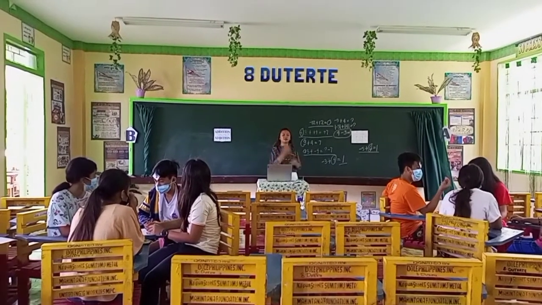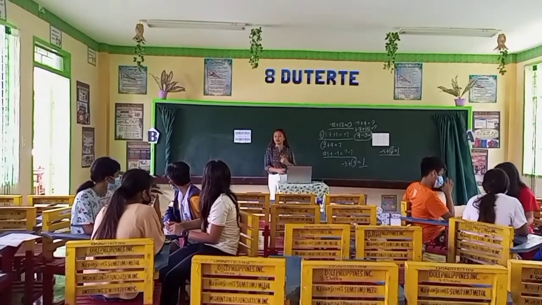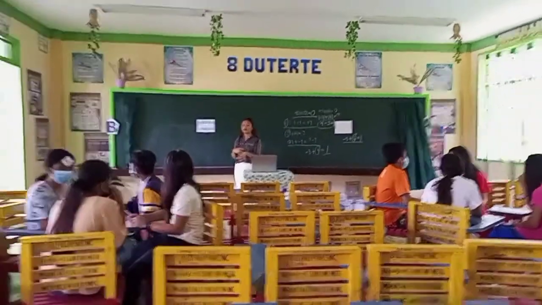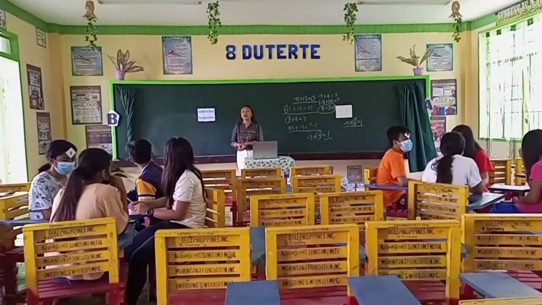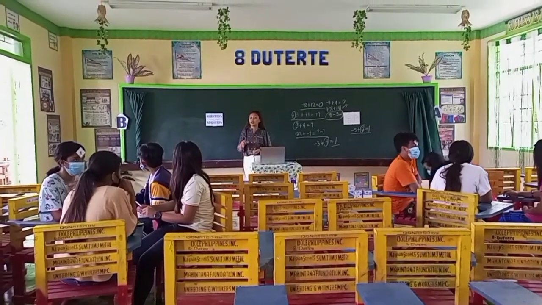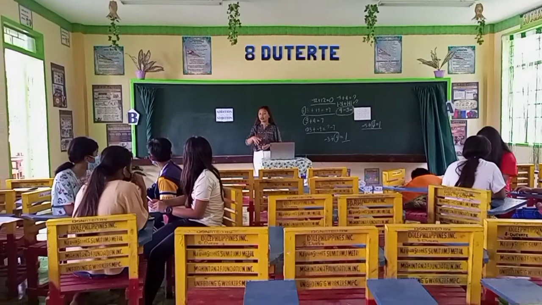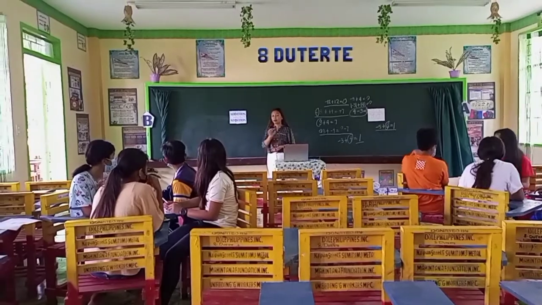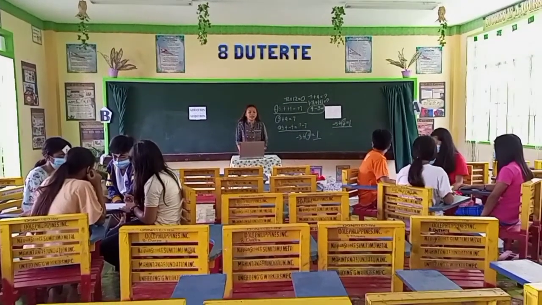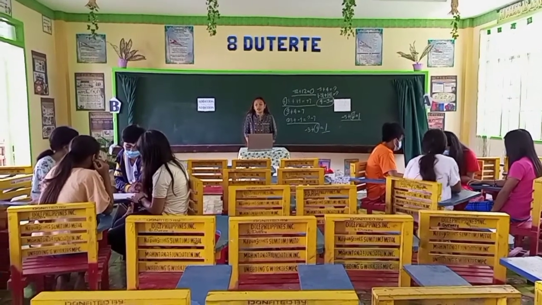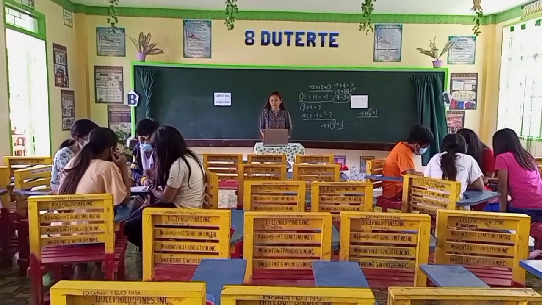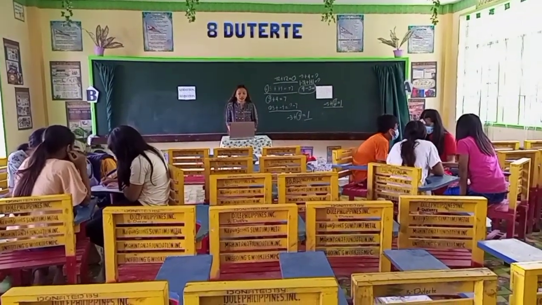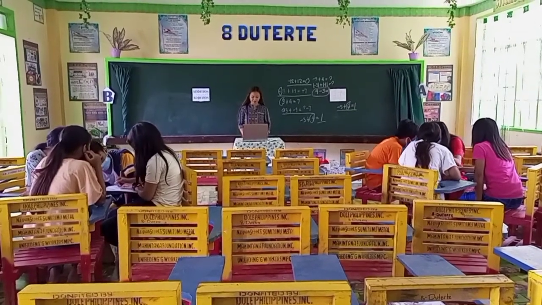And I hope you have learned something from our lesson. For this activity, I am going to give you a series of integers na i-add ninyo, and then I'm going to call a number na magsasabi kung ano yung sagot, and then another number to tell me what rule ang naka-apply sa problem na yon. Okay? Then, negative 63 plus negative 9. Again, negative 63 plus negative 9. What is your answer?